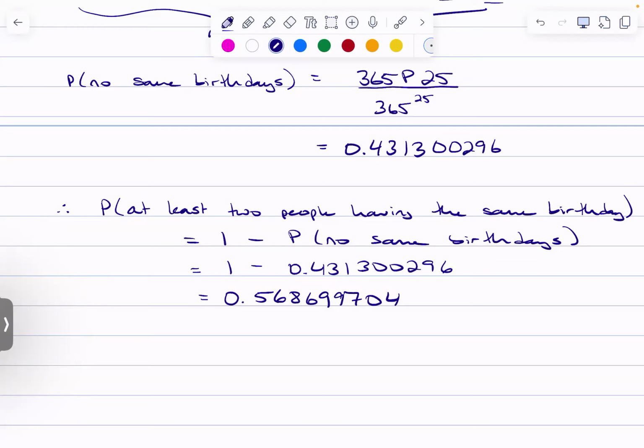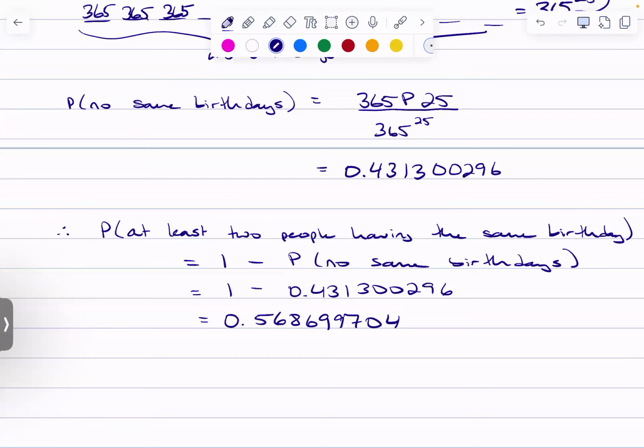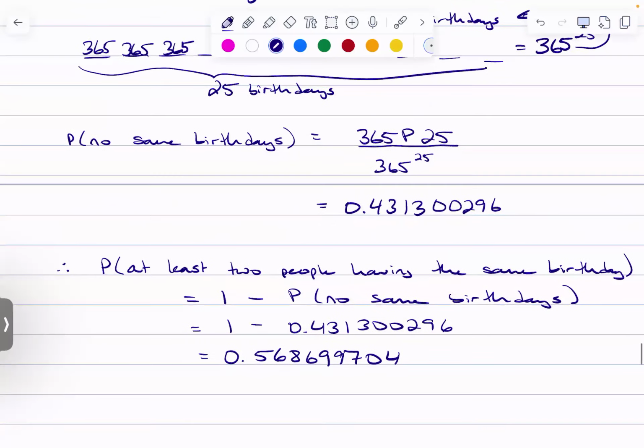Pretty fun, in a group of 25. We're ignoring leap years, but are there any leap year people in here? No. And that's it. That's not bad.